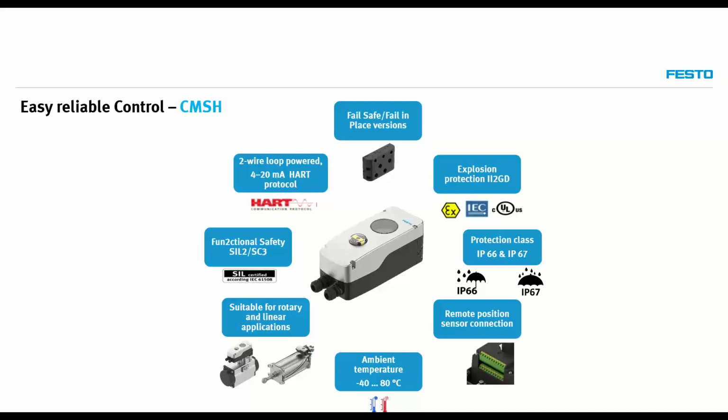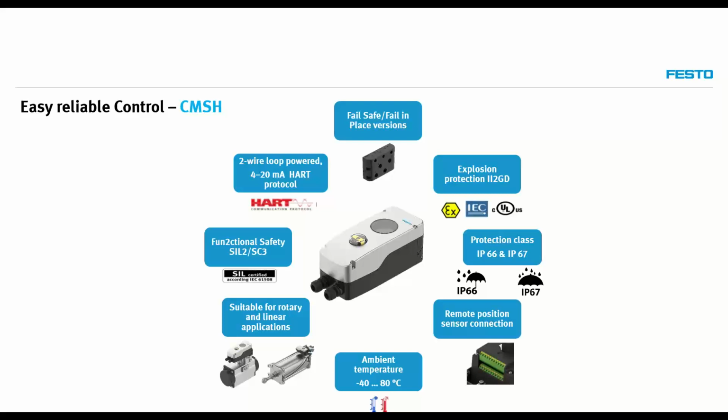Coming into the features of the CMSH, the CMSH is a 4 to 20 milliamp loop-powered two-wire device. No additional power supply is required in this case. This feature is required in many industry segments, and now it's available in our product range. Also, a freely selectable fail-safe function, whether it's closed, open, or fail in place. It ensures that actuators will travel to the safe position you already have predefined in your selection.